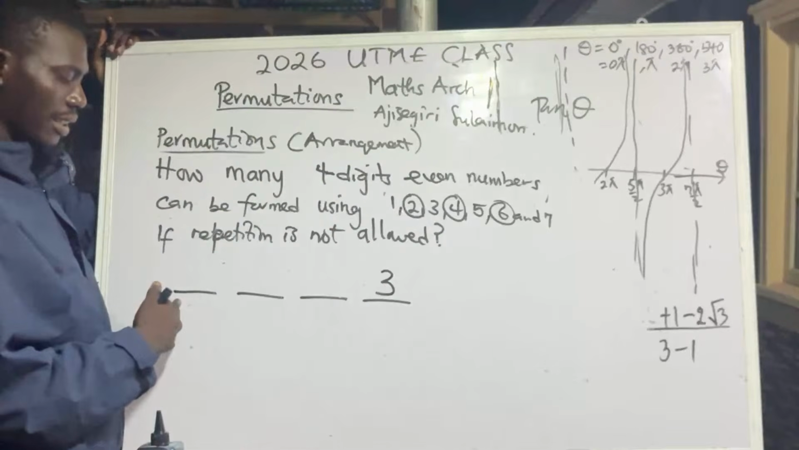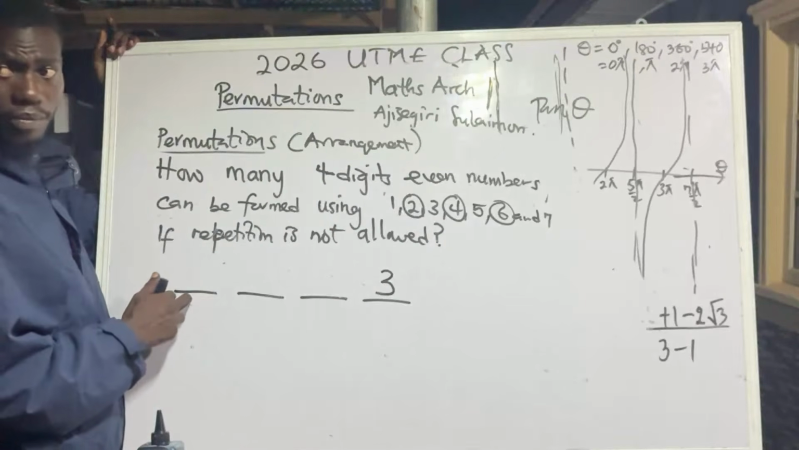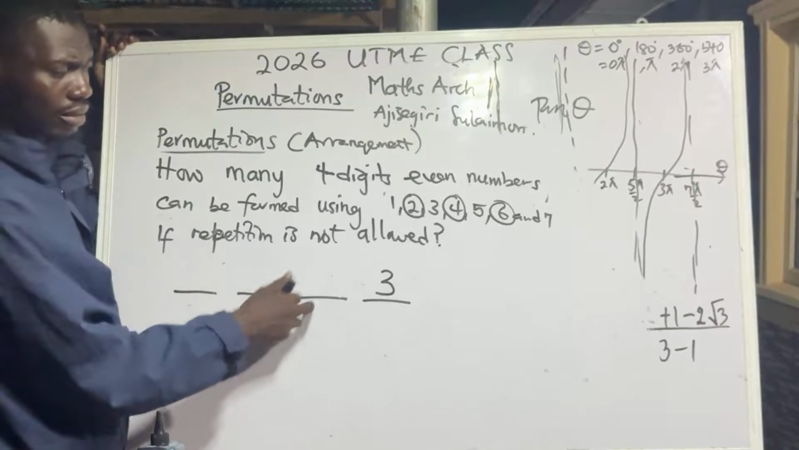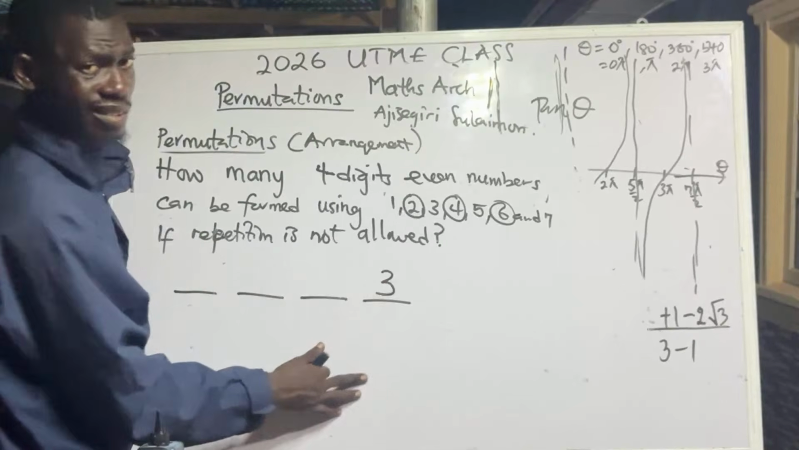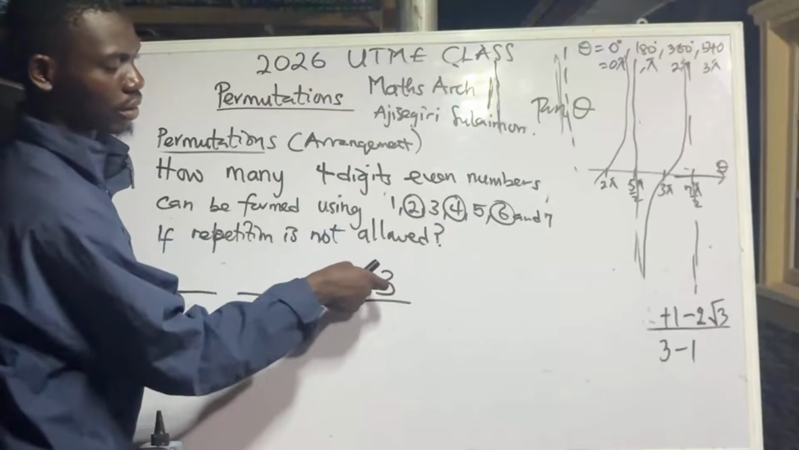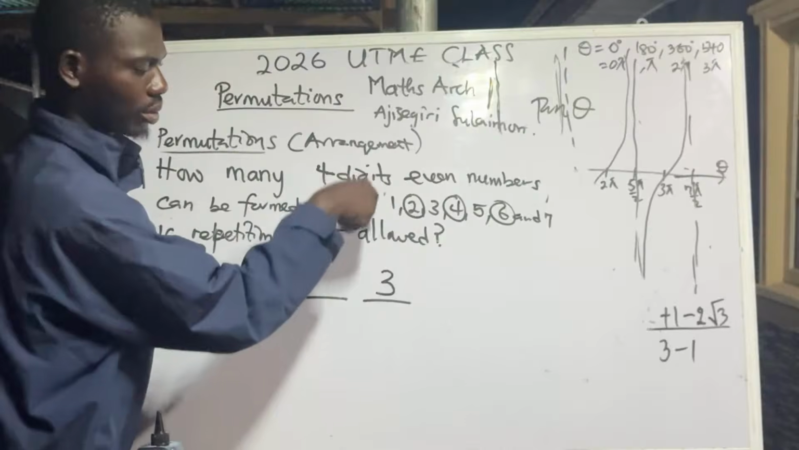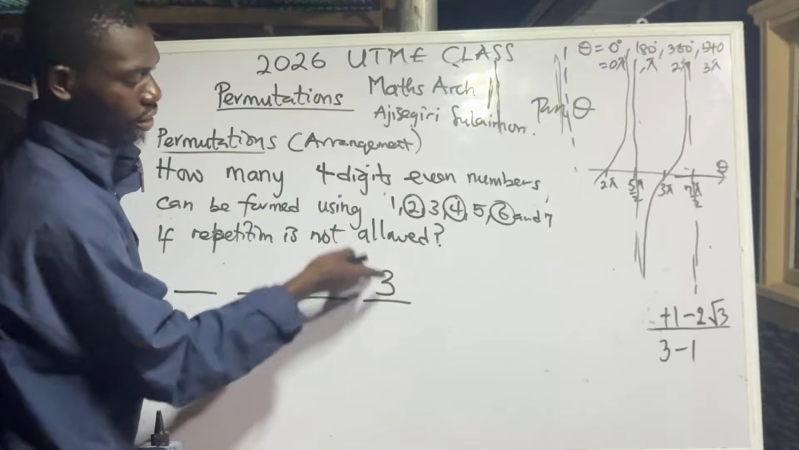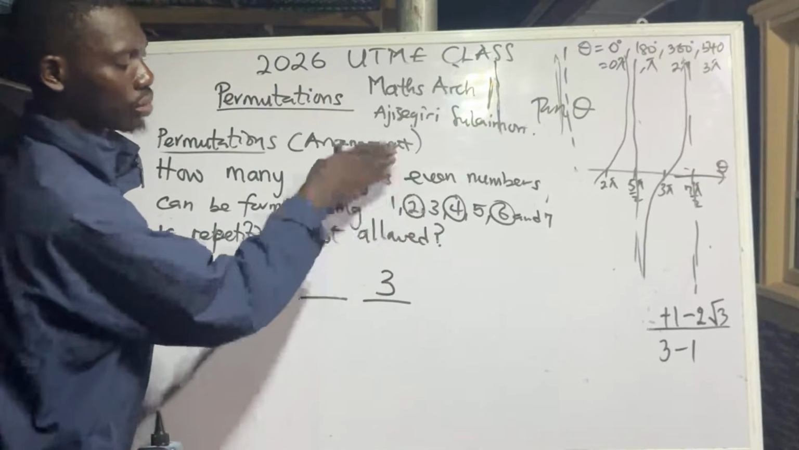So coming back here, remember there's no restriction on this point here. There's no restriction here. There's no restriction here. This is the only place where we have restriction. So let's say we use 2 here. You know it has 3 options. That's why it's 3. But the number we're using there, let's assume that 2 is gone.